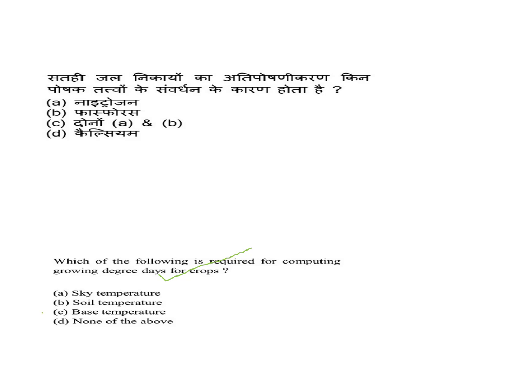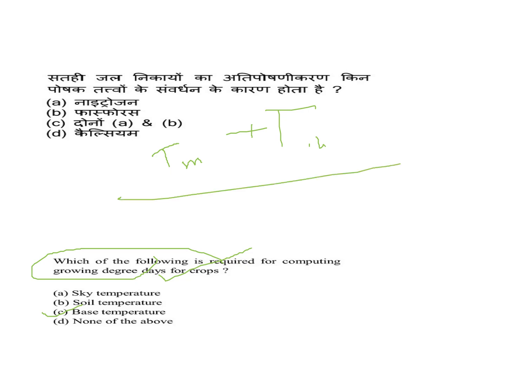Which of the following is required for computing growing degree days for crops? The answer is base temperature. For growing degree days, the formula is (T max plus T minimum) divided by 2 minus base temperature. This base temperature will vary from crop to crop, and mostly it will be in and around 8 to 10 degrees. For wheat crop it is 4.5, and for rice crop it is 10, for maize crop it is 10. So the base temperature is required for measuring growing degree days.